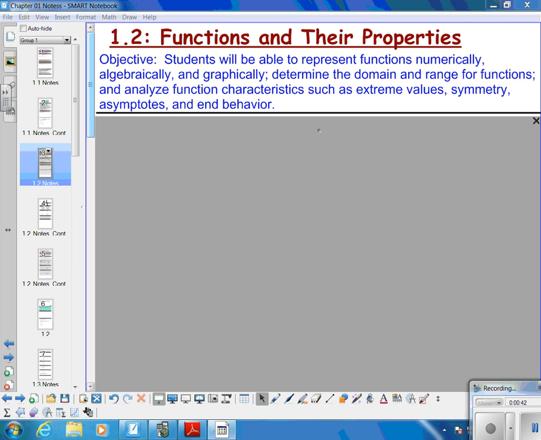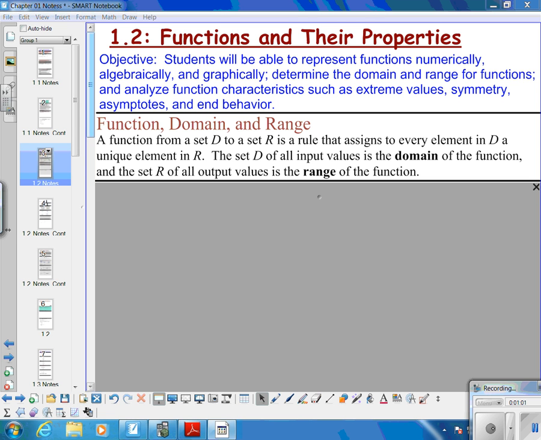So the objective today is that students will be able to represent functions numerically, algebraically, and graphically, determine the domain and range for the functions, and analyze the function characteristics such as extreme values, symmetry, asymptotes, and end behavior. We'll start with domain and range.